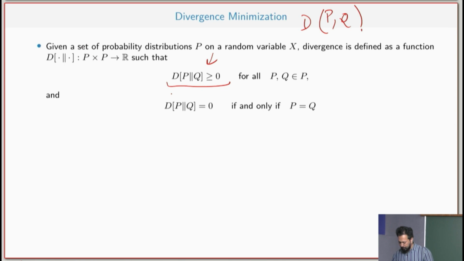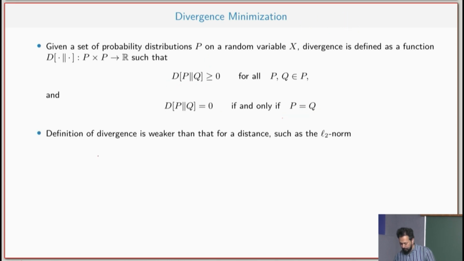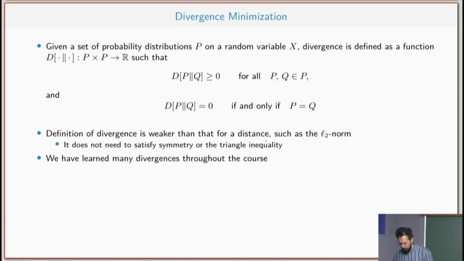So this is the divergence that's defined, and any divergence, if it's 0, then the arguments must be equal. So these are the definitions of the divergence, and divergence measures are usually weaker than the distance. We know that because KL divergence doesn't satisfy the symmetry or the triangle inequality, so it does not satisfy the property of a metric or a distance. So all this we already know by now.